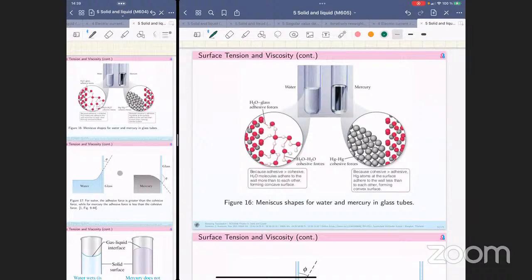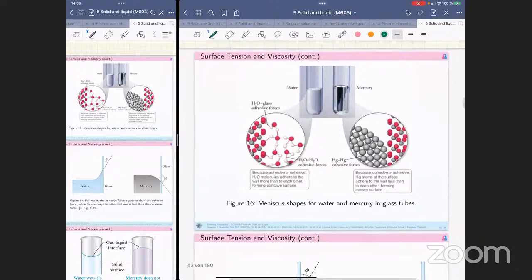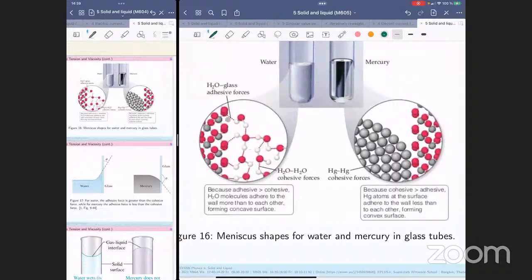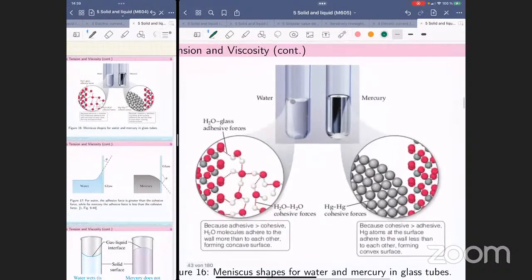In order to see the reason, we have to take a closer look at the picture. You pour the water inside the capillary tube, you see this shape of water, right? And you pour the mercury into the capillary tube, you see this surface of the mercury inside the capillary tube.